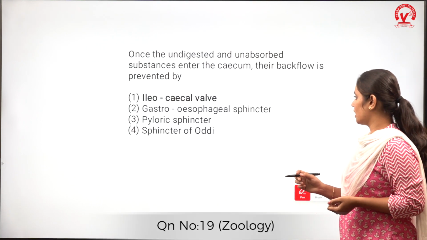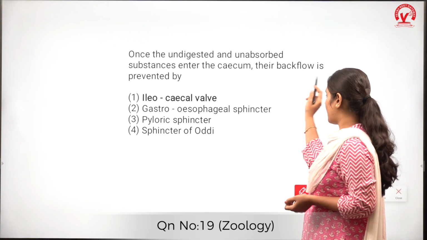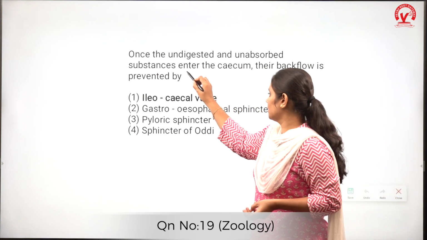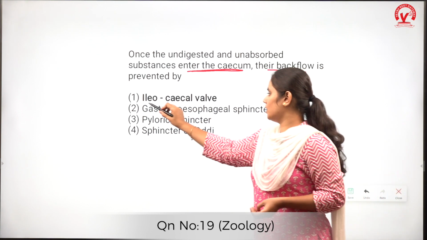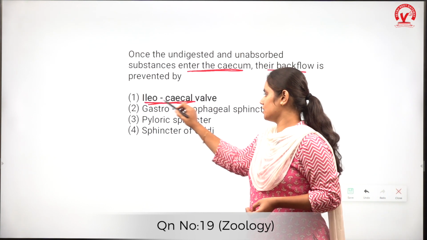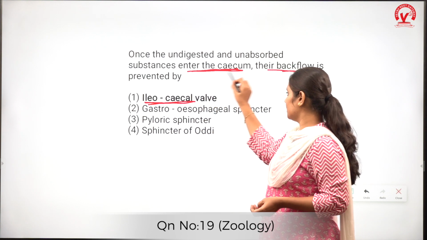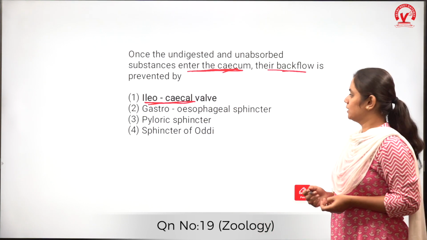Once the undigested and unabsorbed substances enter the cecum, their backflow is prevented by. So once the substances enter the cecum, the backflow is prevented by option 1, ileocecal valve. From the name itself we can see ileocecal valve prevents the backflow of the substances into the ileum.